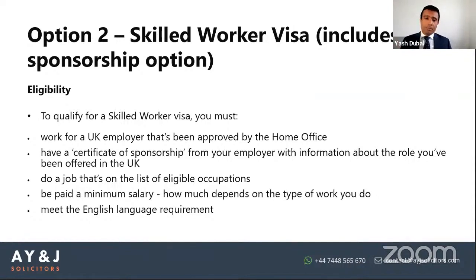Let's talk about option number 2, which is a skilled worker visa that includes a self-sponsorship option, which is not very famous. This is a brand new option I have discovered, as per the post-Brexit immigration rules. It's not very well used or very well known. It was introduced in December 2020, so it's a very new concept.